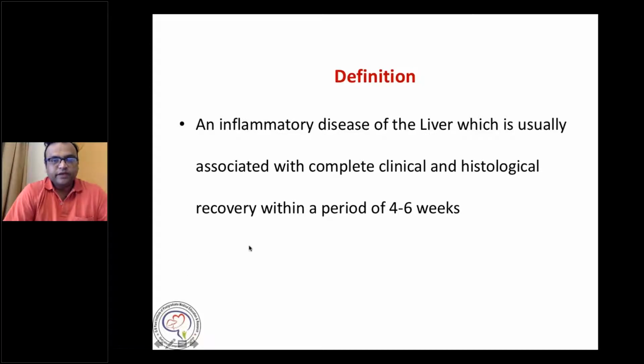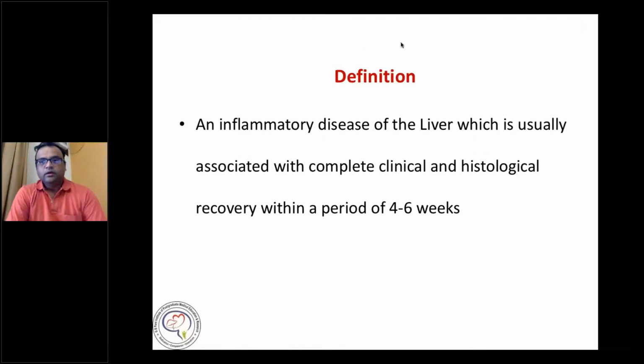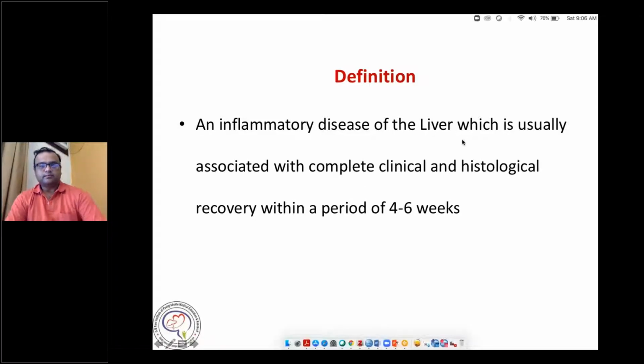So how do we define acute viral hepatitis? This is an inflammatory disease of the liver which is usually associated with complete histological and clinical resolution within a period of 4 to 6 weeks. So it is something like you have an illness which is automatically going to clear up over some time.